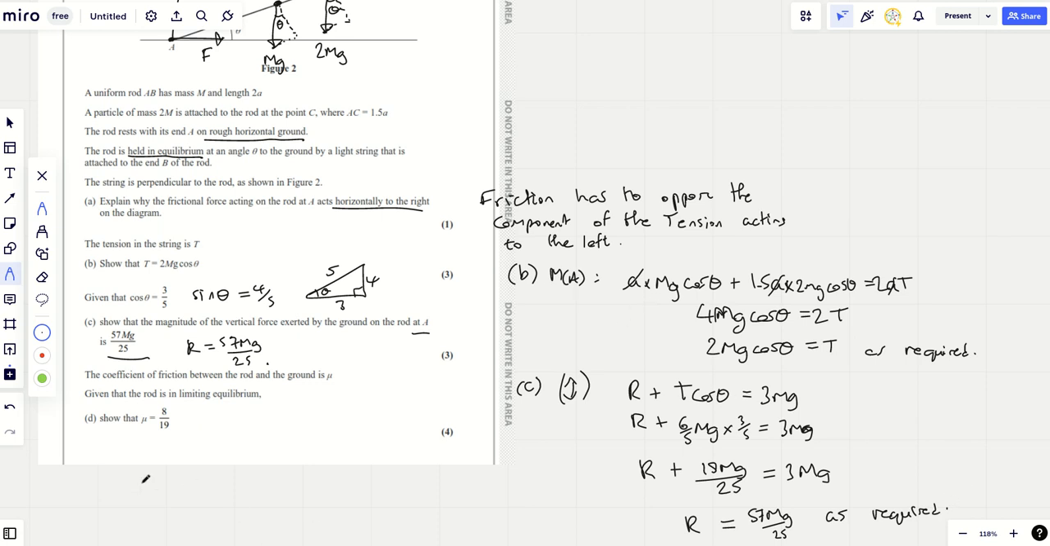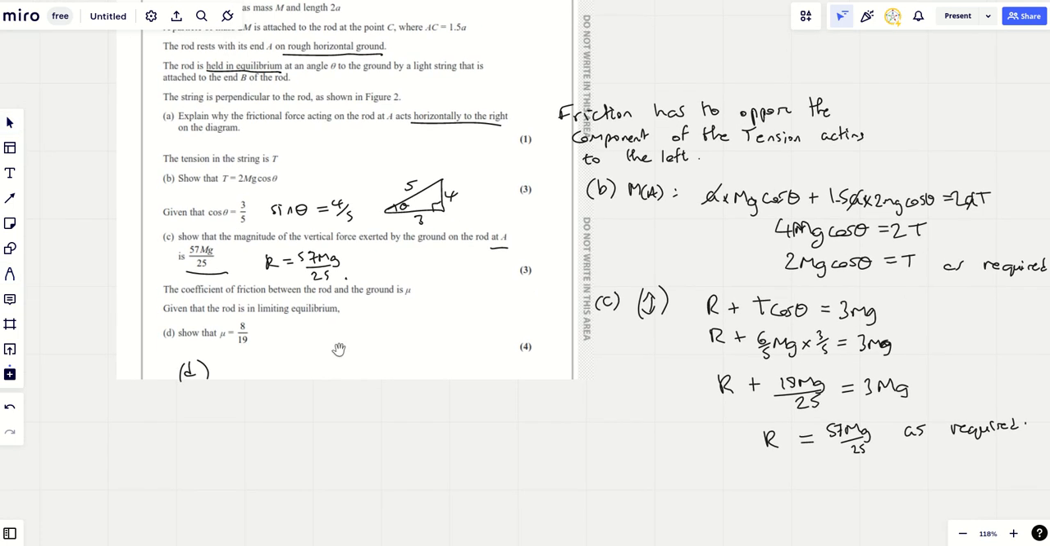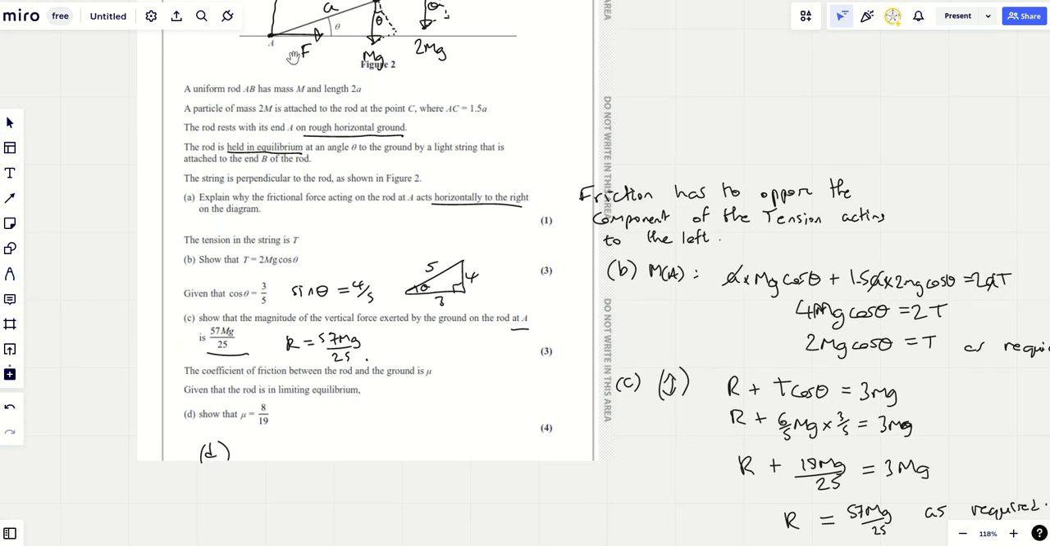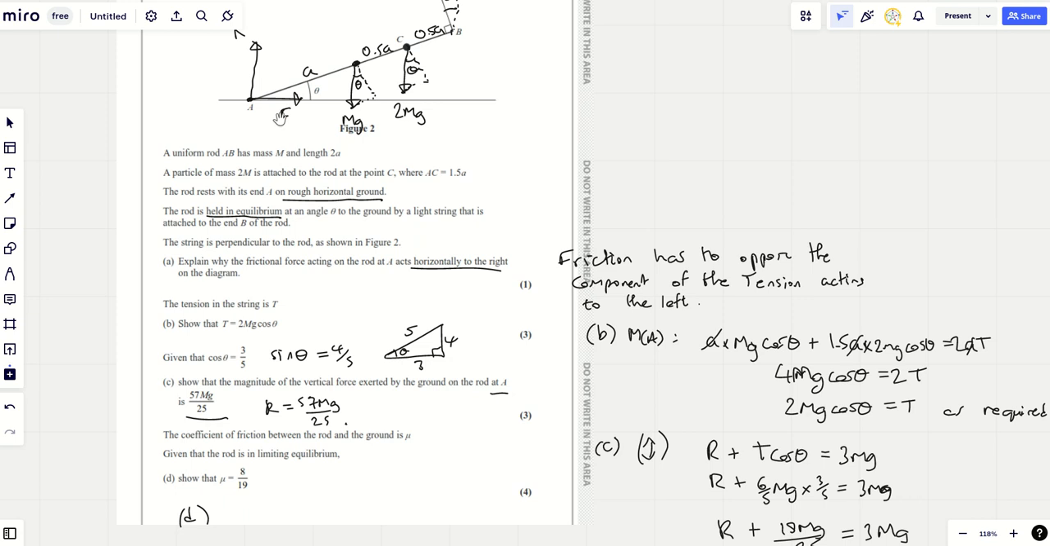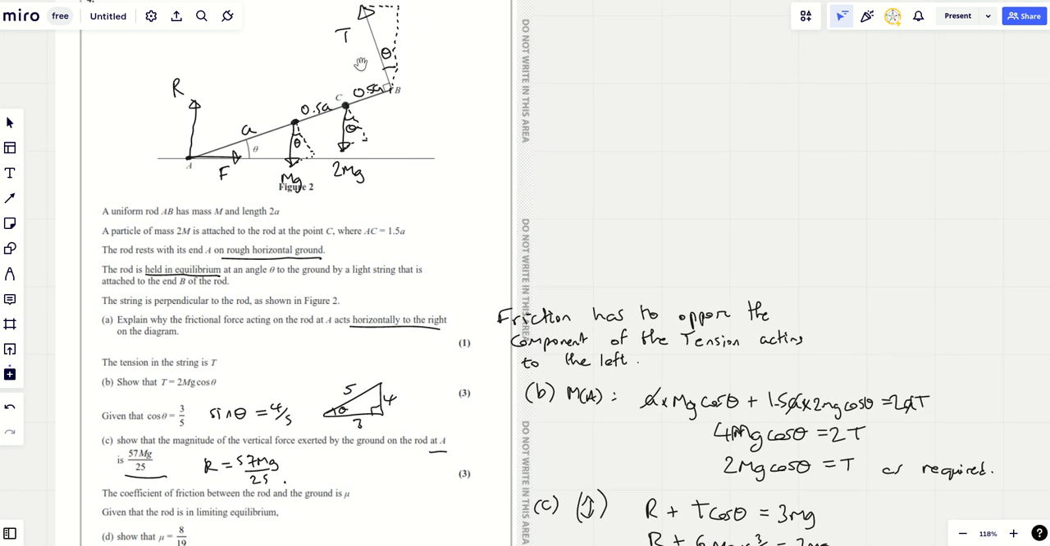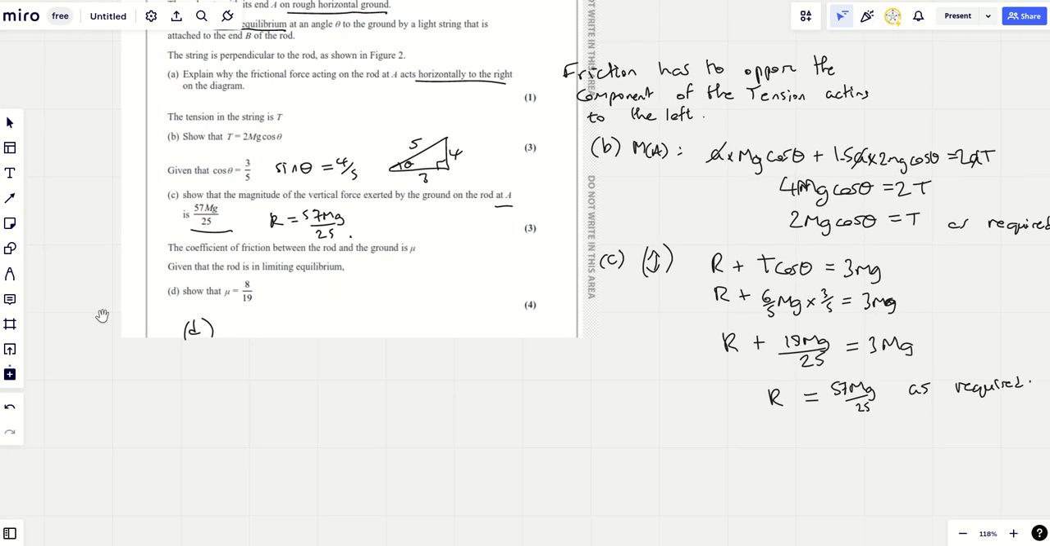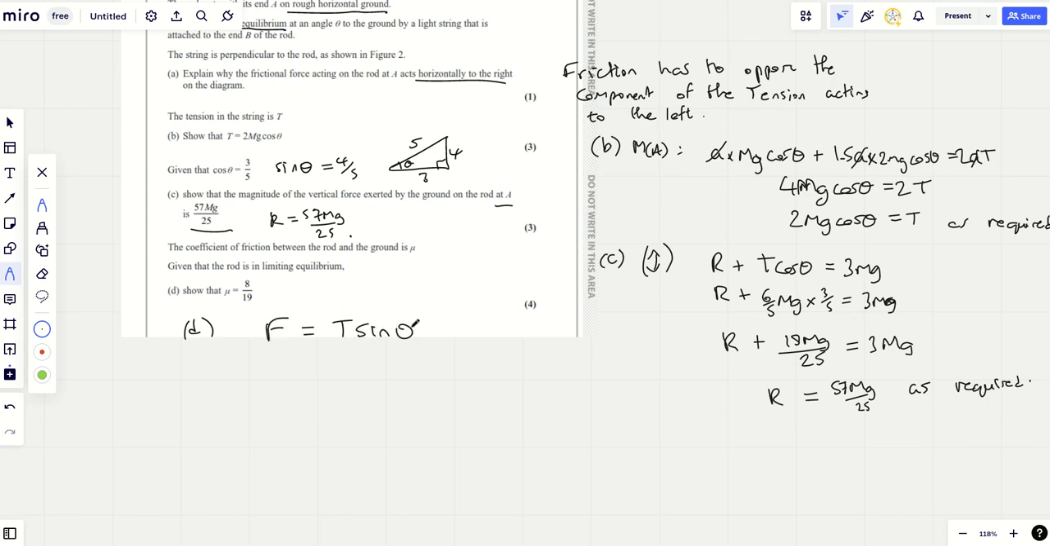Okay, so we've taken moments, we've done ups equal downs, so for the last part, we're going to have to do lefts equal rights, because we need to find mu, and it's in limiting equilibrium, so F is at a maximum here. But we can say F equals T sine theta. T, of course, is 2mg cos theta, which is 2mg times 3/5. Sine theta is 4/5. And so what we get here is 24mg over 25.